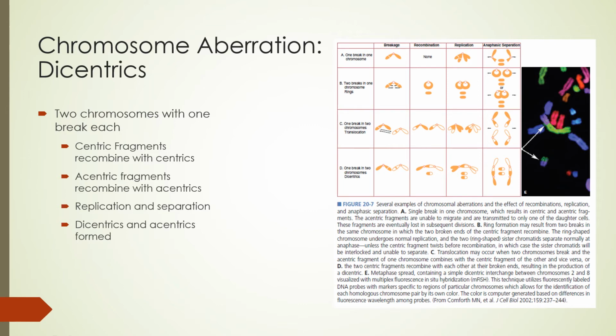In the first step, two different broken chromosomes are shown before replication. The second step shows the adjacent broken fragments interchanging, with centrics recombining with centrics and eccentrics recombining with eccentrics. The third step shows the resulting chromosomes produced after replication. After separation, a chromosome with two centromeres, called a dicentric, is formed, and the two other chromosomes without centromeres, or eccentric fragments, are also formed. The eccentric fragments are eventually lost in the next mitosis. This type of aberration is generally lethal to the cell.